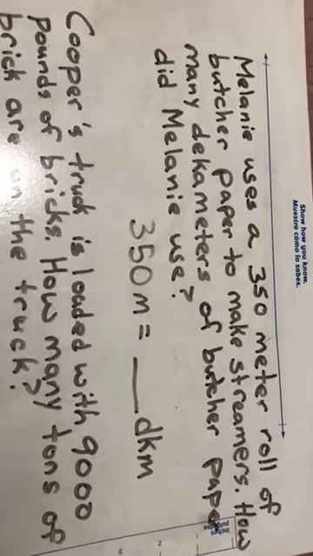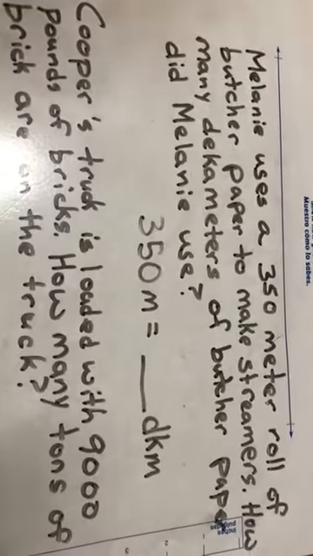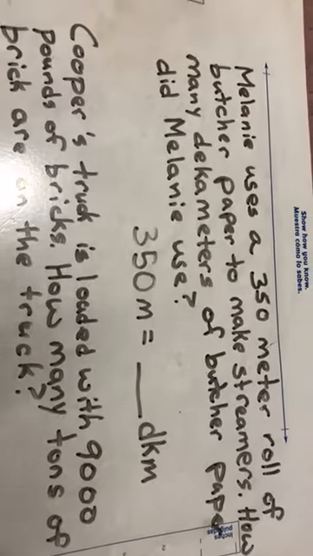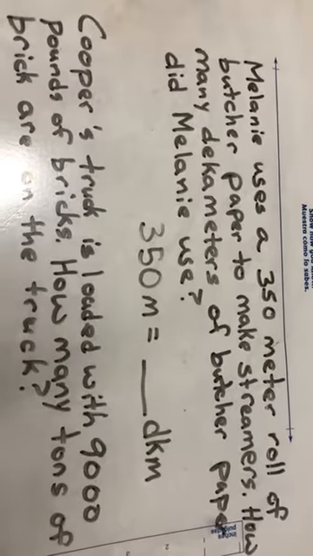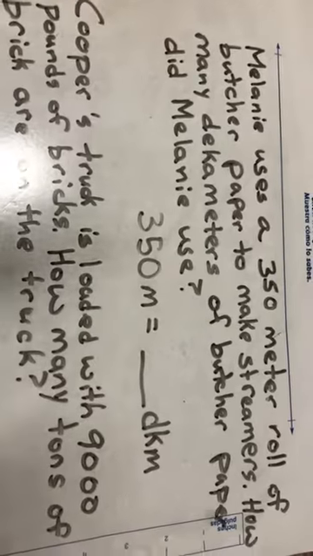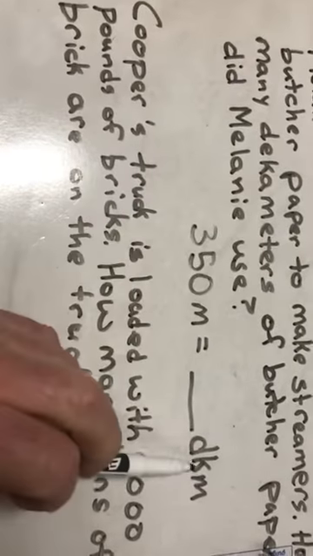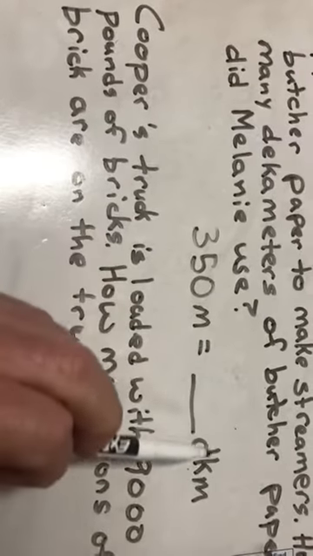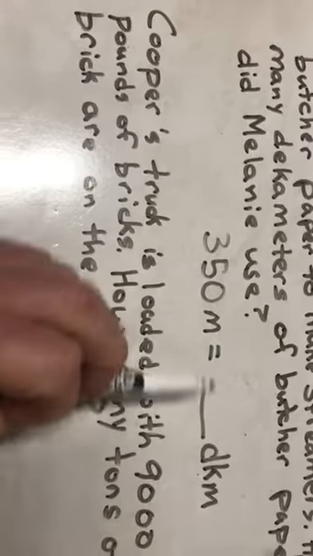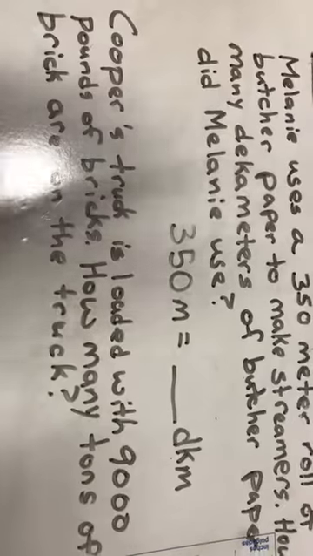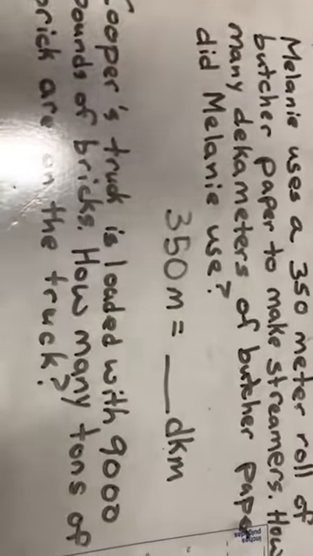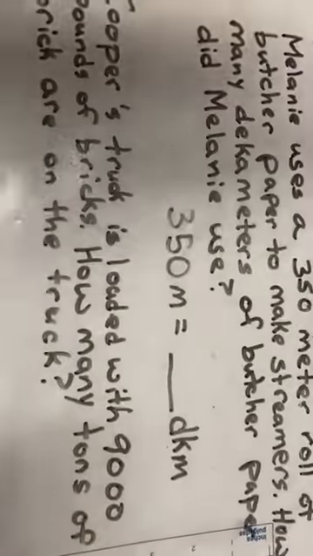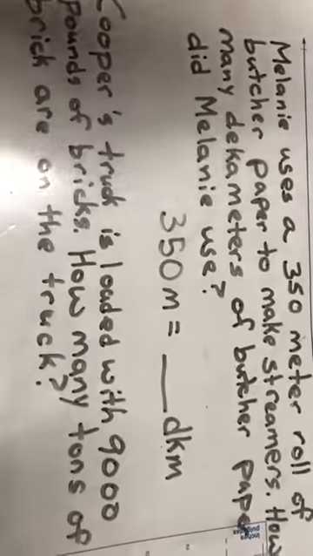So, decameters, if you look to the left of meters, that's where decameters is. So, it takes 10 meters to make 1 decameter. All right? So, 1 decameter is bigger than 1 meter. So in this situation, going from meters to decameters, since the decameter is getting bigger, my measurement is getting bigger. And since my measurement is getting bigger, my number has to get smaller. And when the number gets smaller, I have to divide.